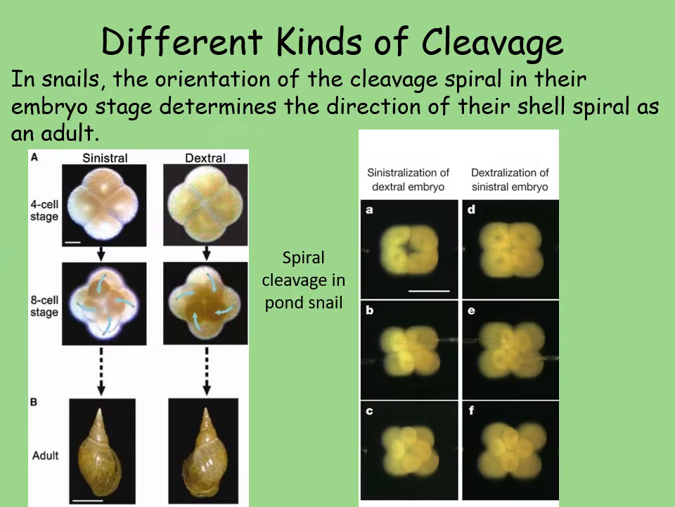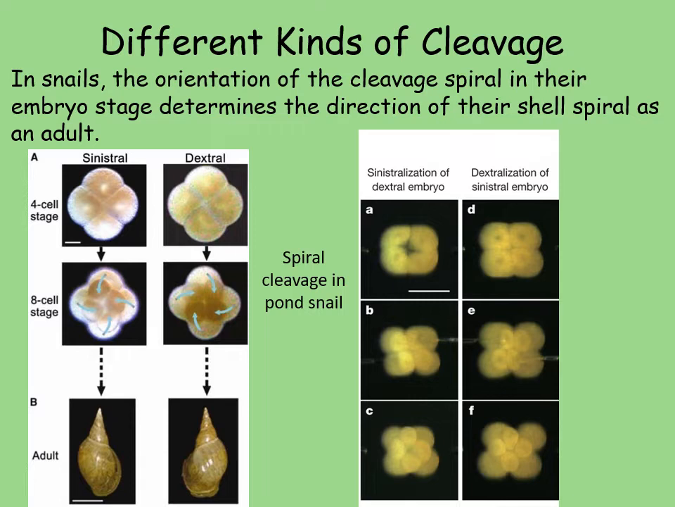So this is kind of an interesting story. For snails, as you remember, one of their defining features is they have a twist or torsion in their shells. And it turns out that they follow spiral cleavage as an embryo. The direction that the embryo is adding new cells, the direction of its spiral, determines the direction of the shell spiral as an adult.